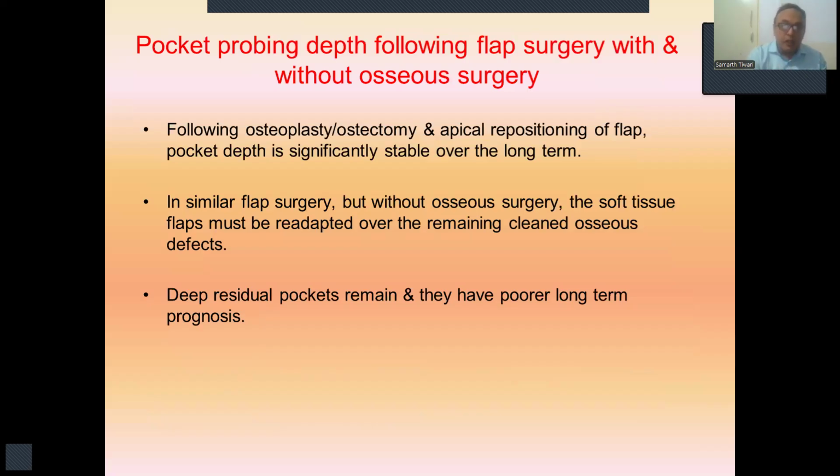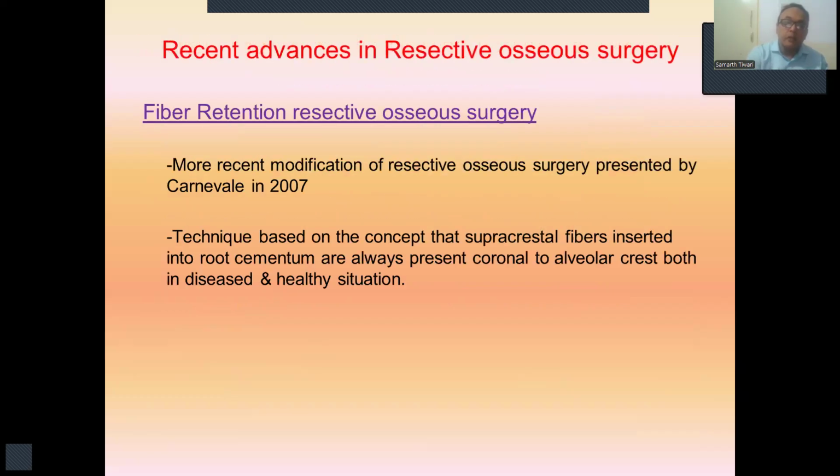Pocket probing depth following flap surgery with and without osseous surgery. Following osteoplasty, ostectomy, and apical repositioning of the flap, pocket depth is significantly stable over the long term. In similar flap surgery but without osseous surgery, soft tissue flaps must be readapted over the remaining cleaned osseous defect. Deep residual pockets remain and they have a poorer long-term prognosis. Recent advances in resective osseous surgery include fiber retention resective osseous surgery.